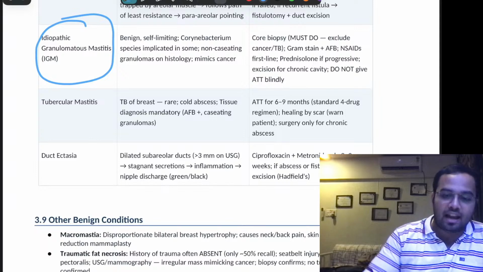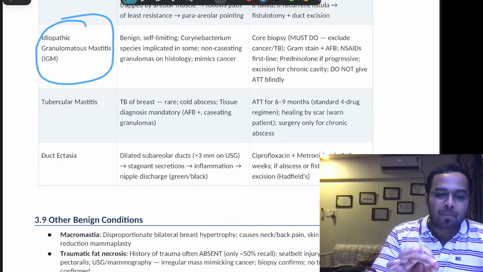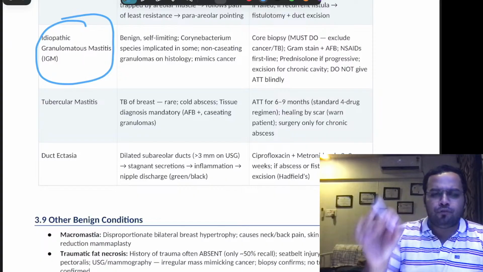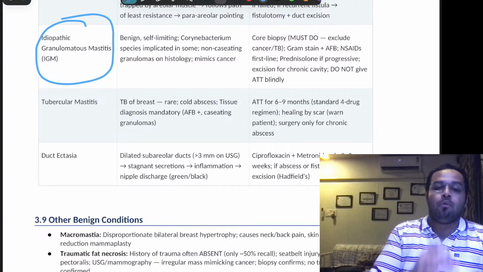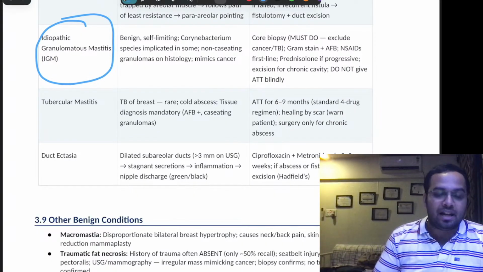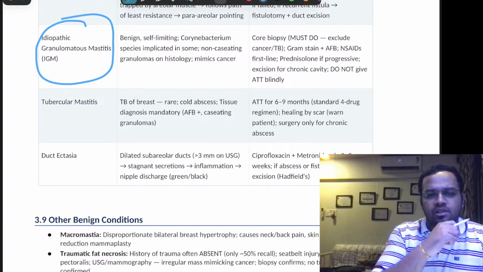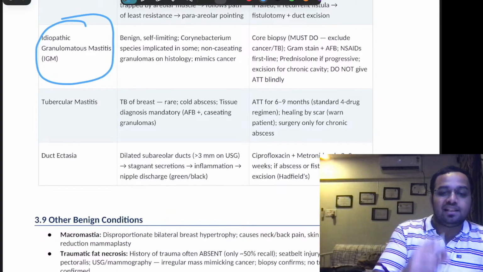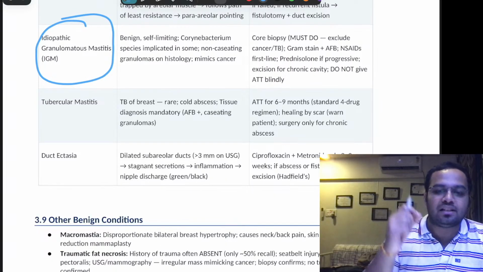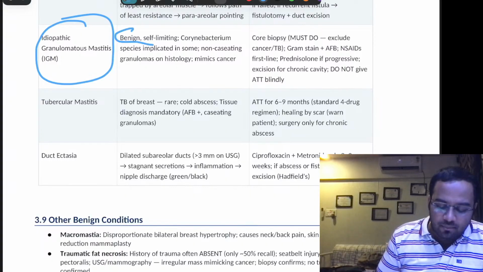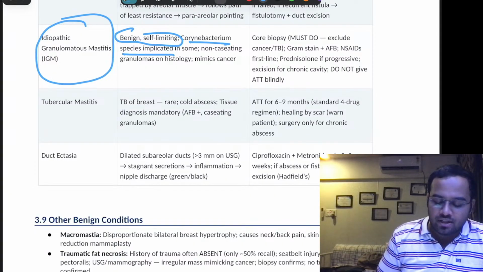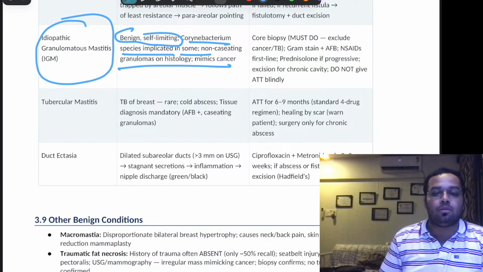Sir, idiopathic granulomatous mastitis. So I have seen a patient who was diagnosed with a breast lump, and she went to 4 to 5 different surgeons and then came to us. One of the surgeons did an excision of that breast lump, and the diagnosis was still not conclusive. So this was a diagnosis of idiopathic granulomatous mastitis. It is a benign self-limiting condition, with Corynebacterium implicated, and non-caseating granulomas on histology.